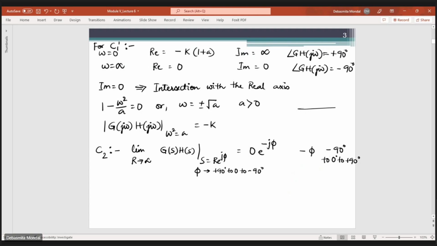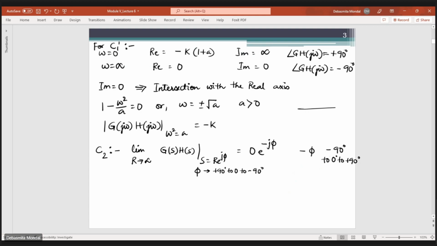Now let's say that you have adjusted the system gain in such a way that now this minus 1 plus j0 is lying at this point P. So it has shifted from here to here. Now let's see whether the system has become stable or not.